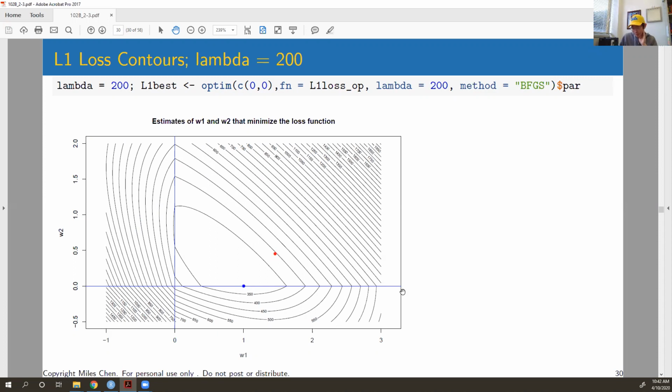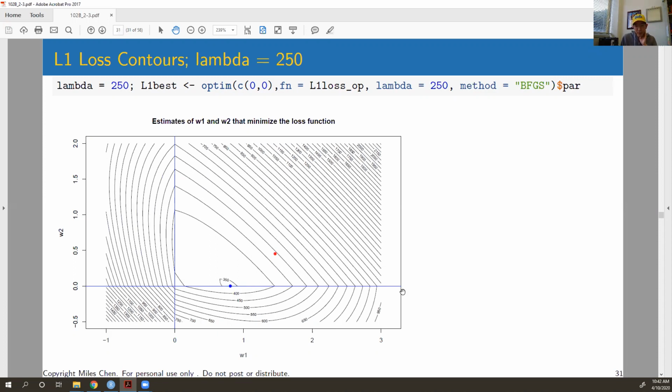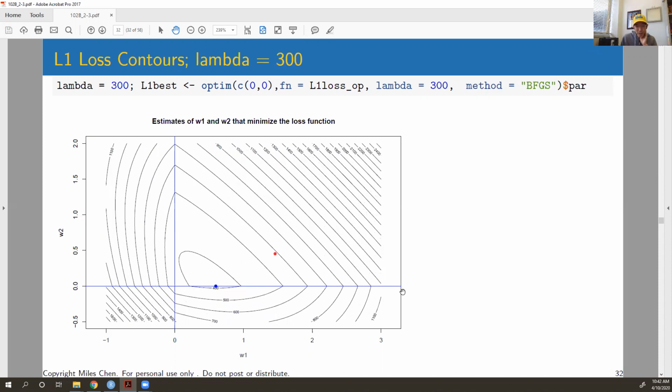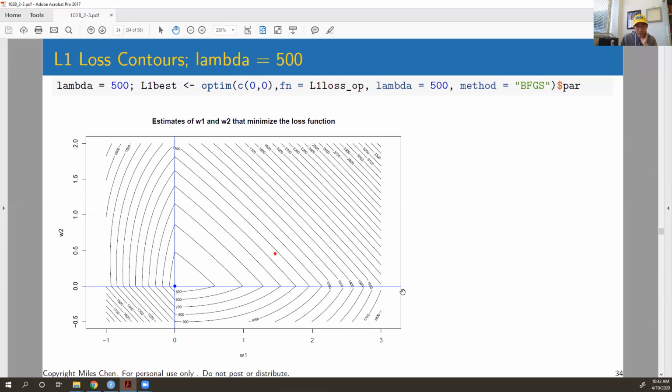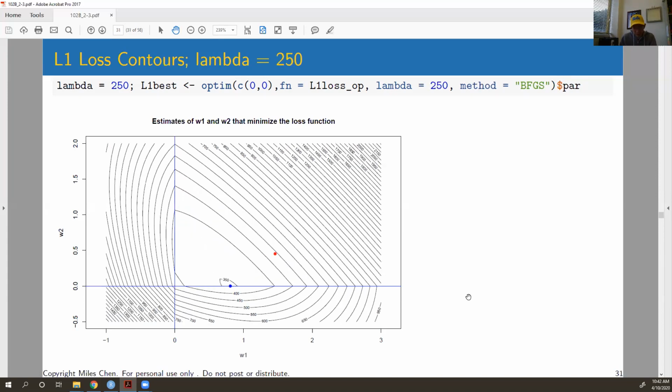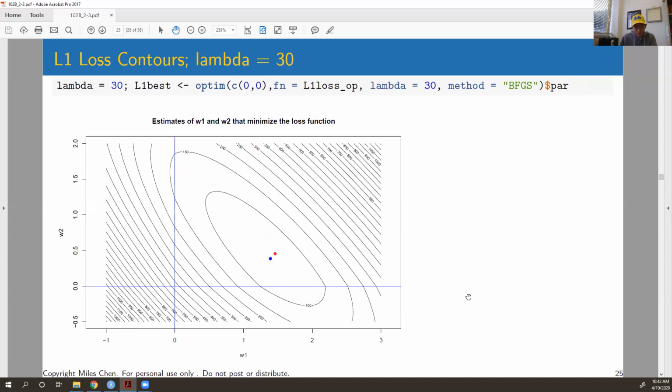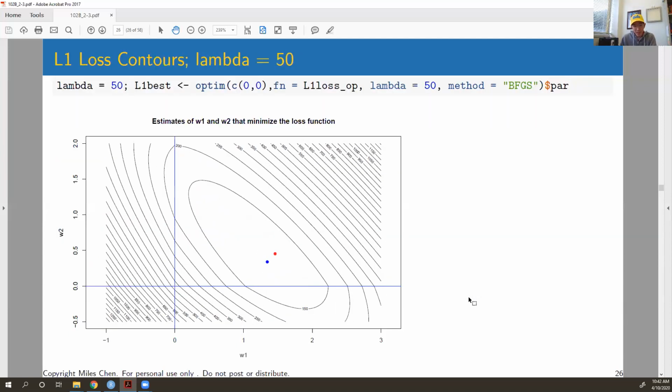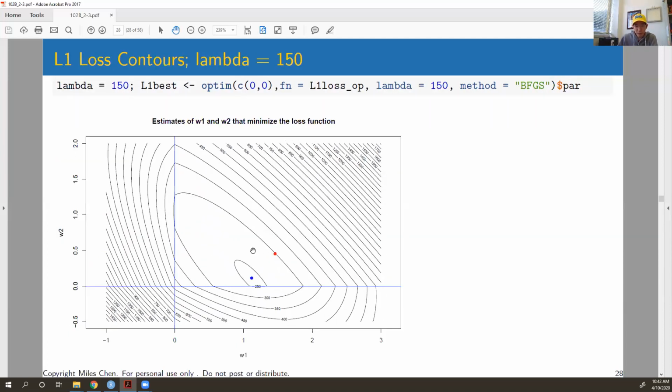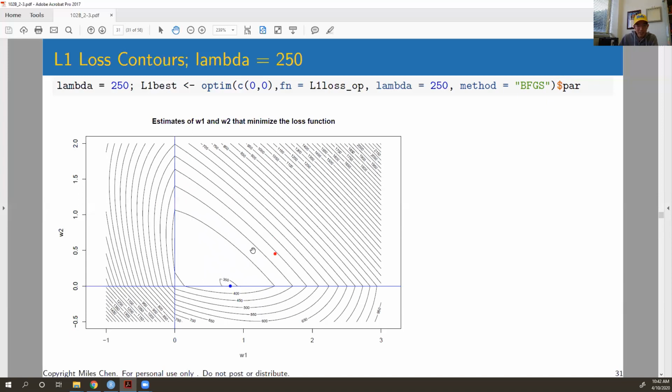And W1 is something else. Lambda at 250, lambda at 300, lambda at 370, and lambda at 500. At lambda at 500, it has pushed both coefficients down to 0, okay? So that's what happens. As you increase your lambda, the contours of the loss function change, okay? You no longer have these ovals. You get these weird angles going on here, okay?